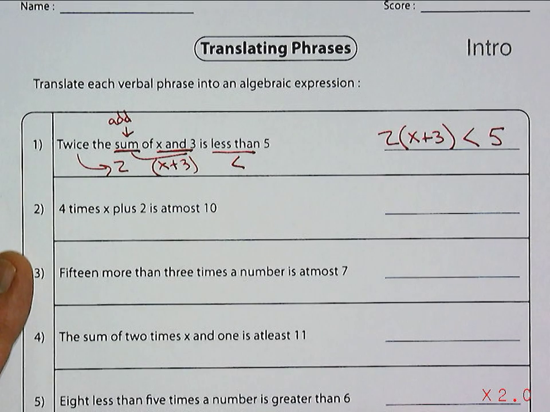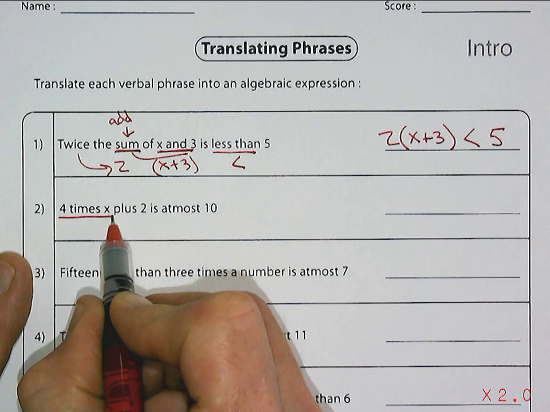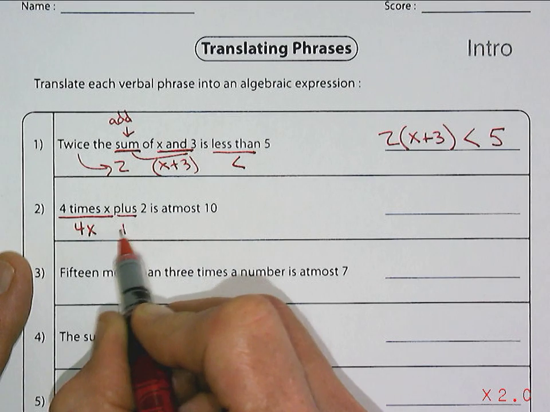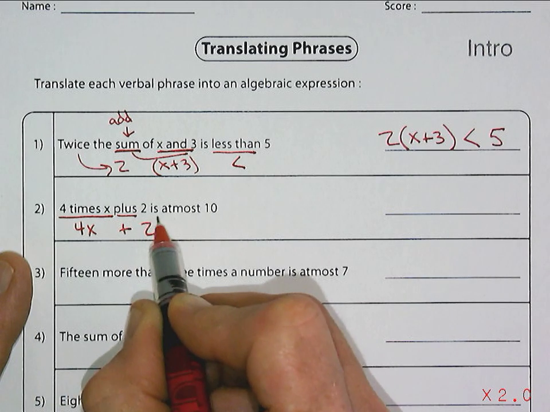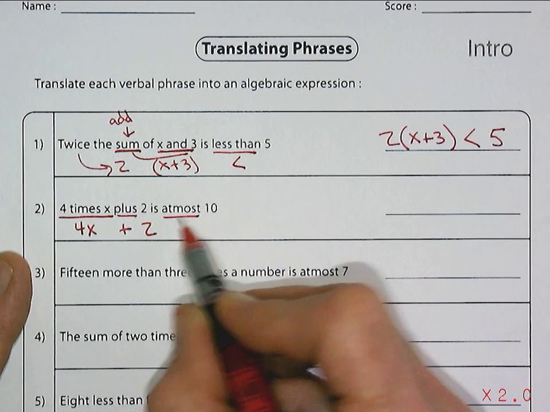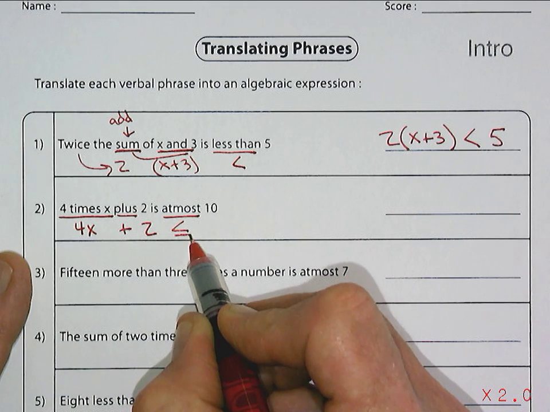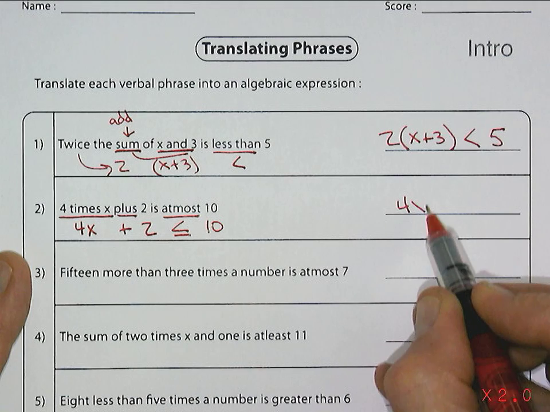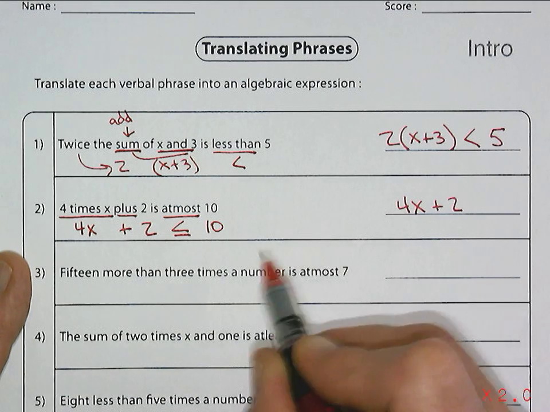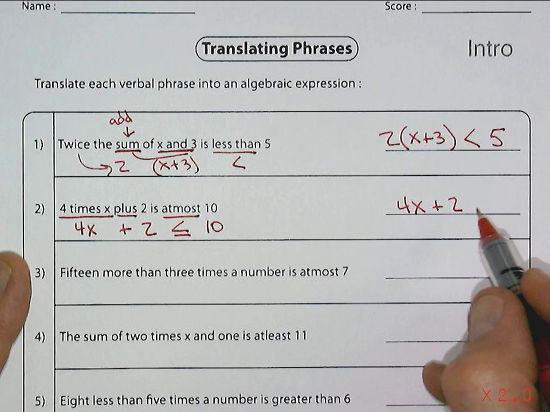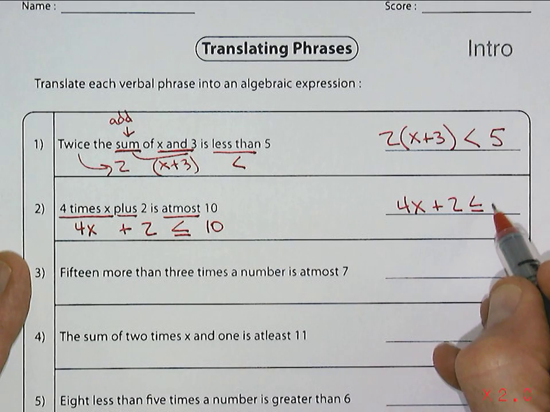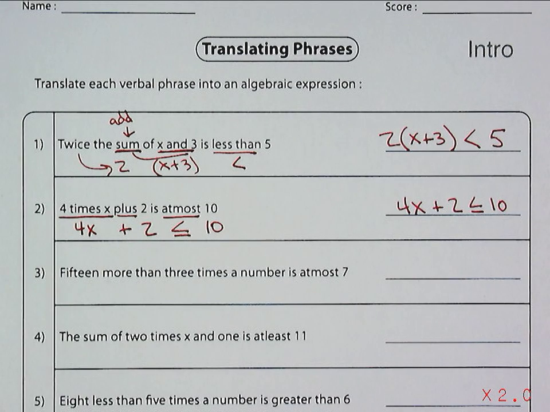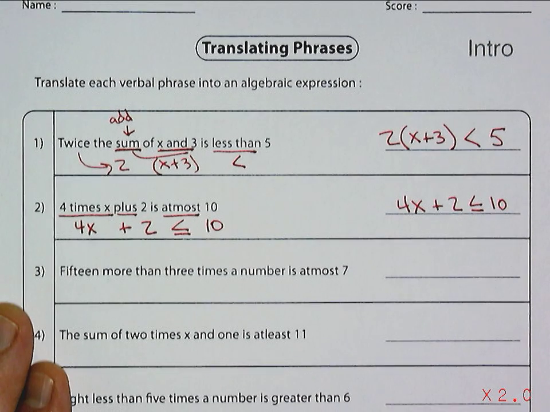So let's do that again. Here's a 4 times x, that's multiplication, so that's 4x plus 2 is at most. At most means less than or equal to, and then the 10 just comes down. So I'm going to write 4x plus 2, it's the 4 times x, plus 2 is at most 10. And there's my algebraic expression inequality for that phrase.